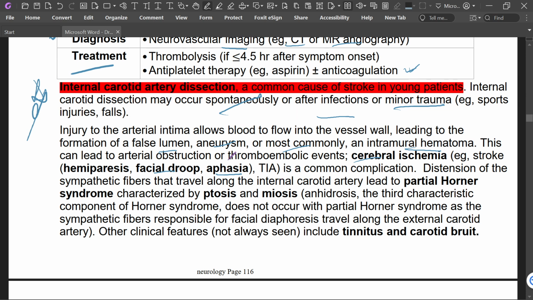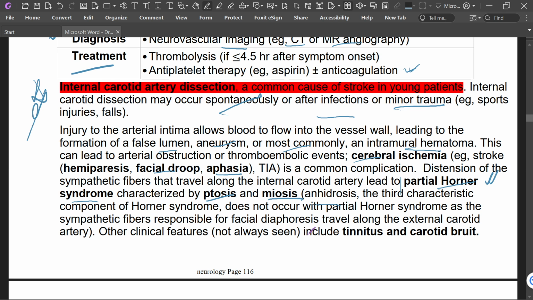Distension of the sympathetic fibers that travel along the internal carotid artery can lead to partial Horner syndrome, characterized by ptosis and miosis. It can cause ptosis, it can cause miosis. Anhidrosis is the third characteristic component of Horner syndrome, but it does not occur here. In carotid artery dissection, you will not get anhidrosis.